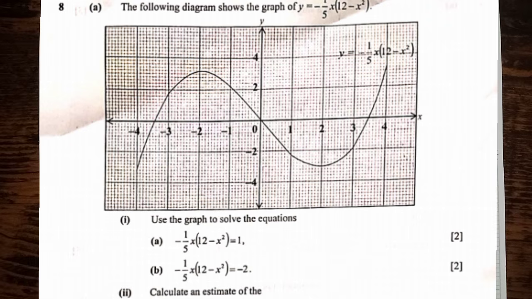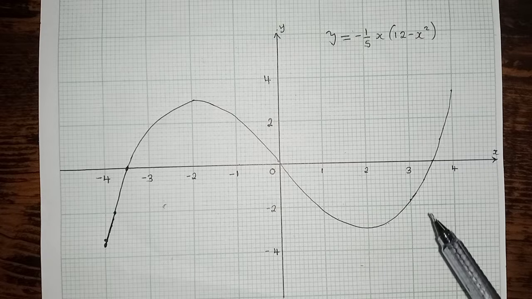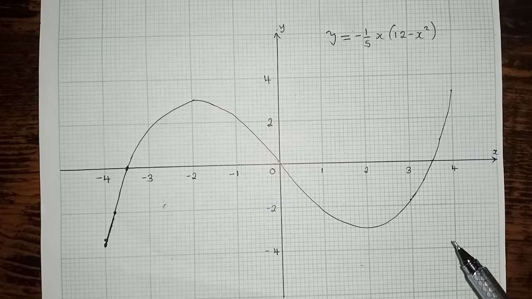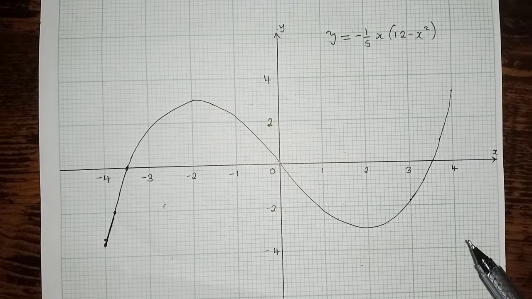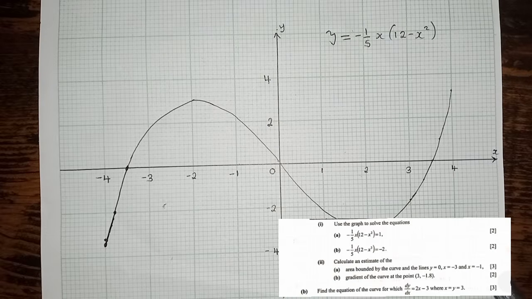All right, so for question 8, we're given the graph. The graph was already done for us. The only work we needed to do was to just answer the questions. Nothing of graphing. So the first question here was using the graph to solve the equations. So let's see the equation.